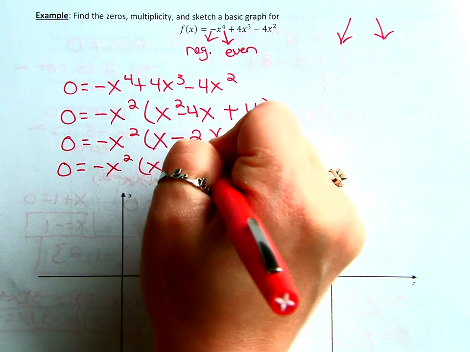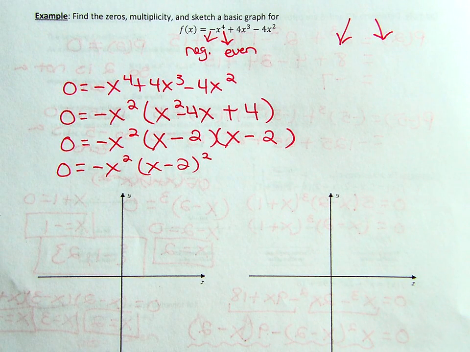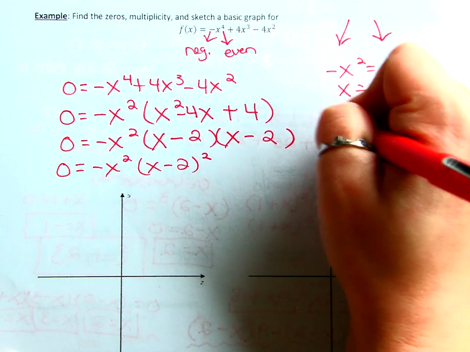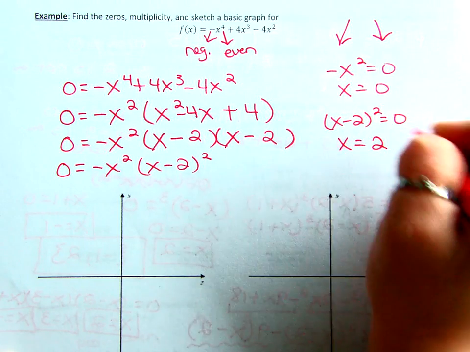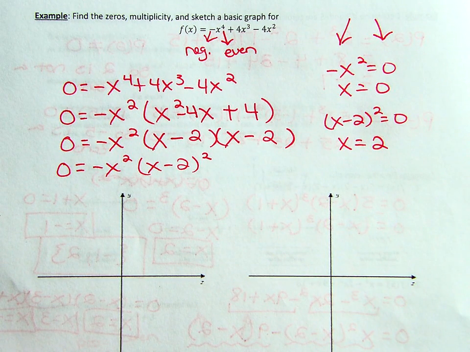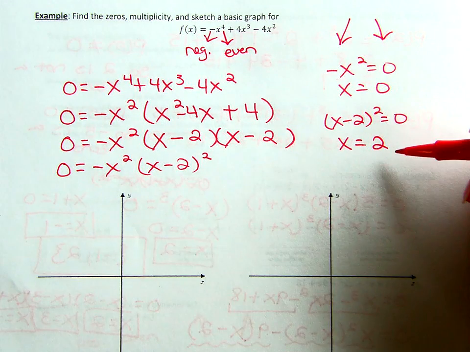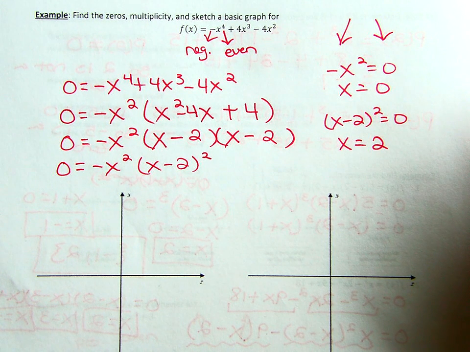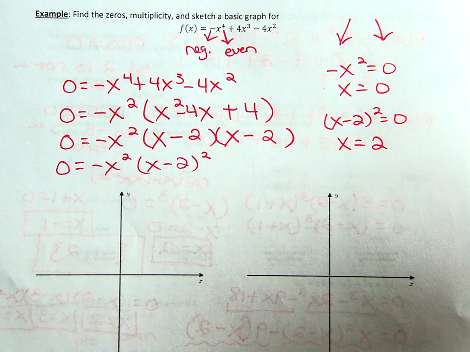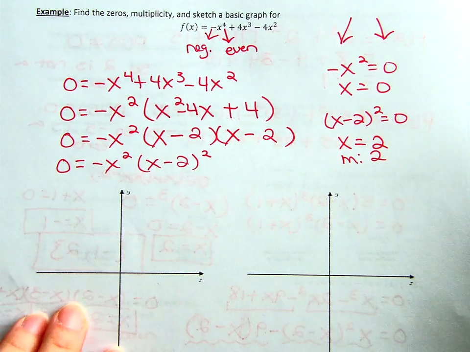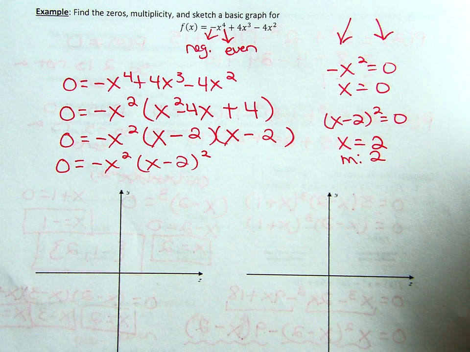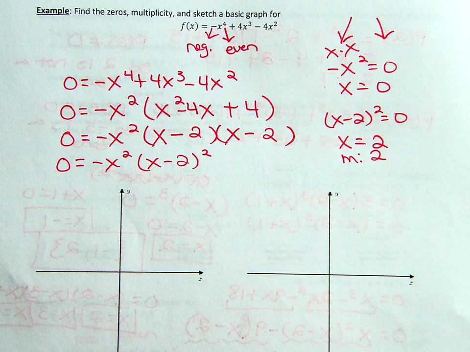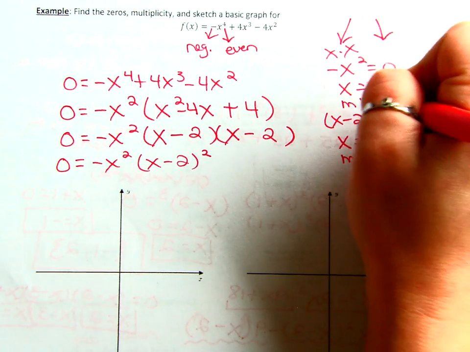Now I have my two terms that I set equal to 0 to figure out what my zeros are. Negative x squared equals 0, so x equals 0. X minus 2 squared equals 0, so x equals 2. So I found my zeros at 0 and 2, but what are my multiplicities at these zeros? Two. We got 2 2s, so this has a multiplicity of 2. And how many times do we get 0? Yeah, because it has a power as well, power of 2. I could split that, and I would have x times x, and if I set each of my x's equal to 0, I'd get 0 twice. So x equals 0 also has a multiplicity of 2. So that means at both of my zeros, I'm going to bounce.